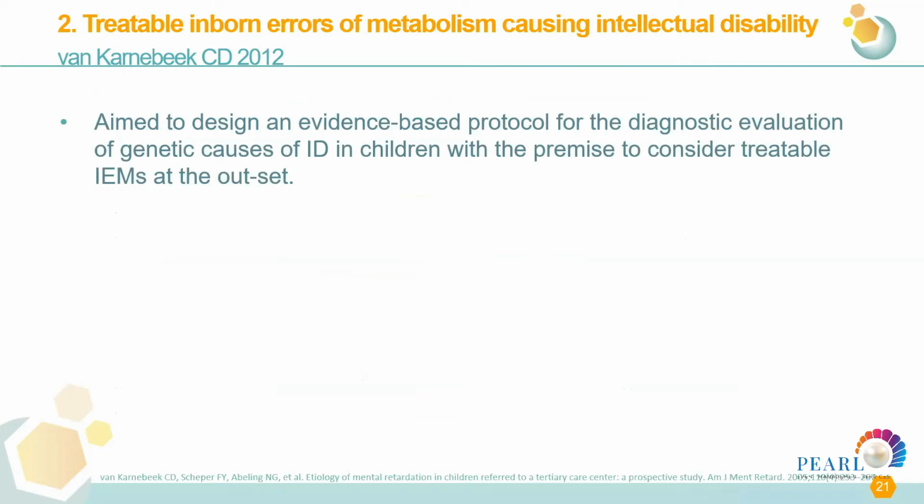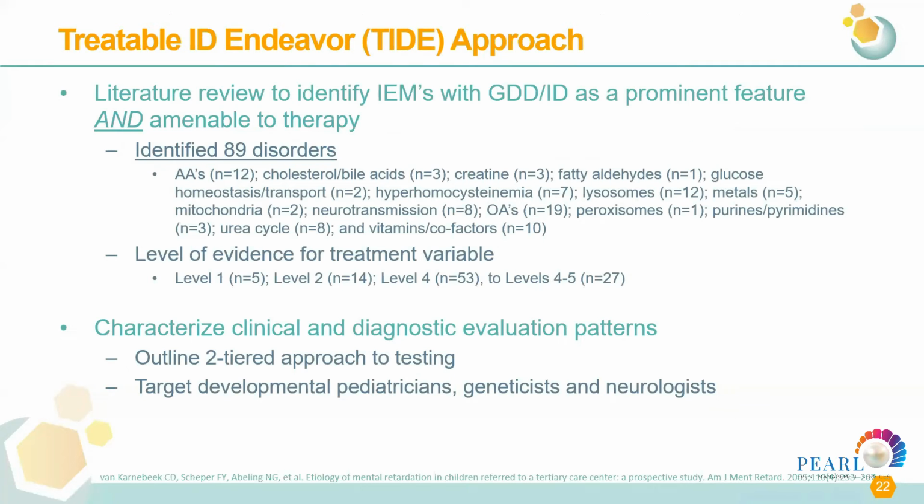The second paper, from the same group in the Netherlands in 2012, followed up this study. This time they aimed to design an evidence-based protocol for the diagnostic evaluation of genetic causes, with the premise to consider treatable inborn errors of metabolism at the outset. So they called this the treatable ID endeavor, or the TIDE approach.